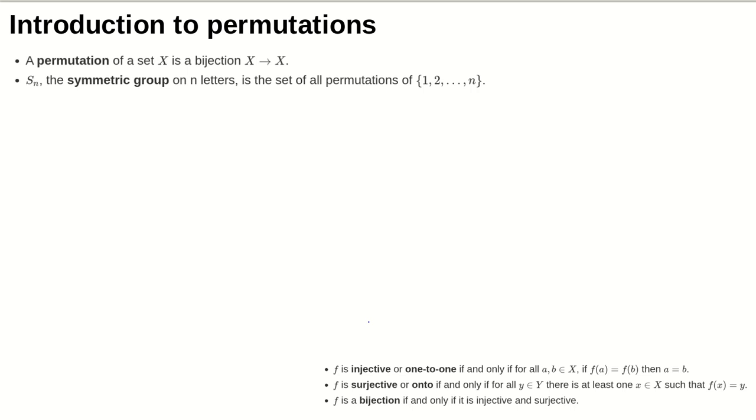We're now starting a new topic in 0005, which is permutations. So here's the definition of a permutation. A permutation of a set X is just a bijection from X to X. And in 0005, we're really only interested in permutations of particular sets, namely sets of the form 1, 2, 3, 4, 5 up to n. There is a special name for the set of all permutations of the set 1, 2, 3, 4, 5 up to n, which is Sn, or the symmetric group on n letters.